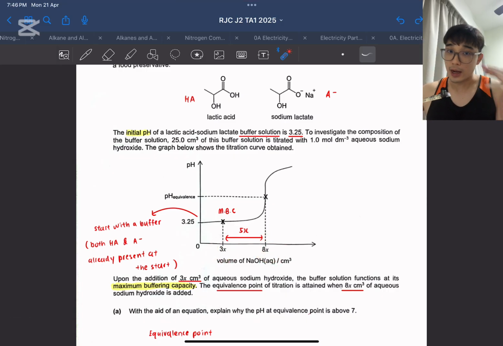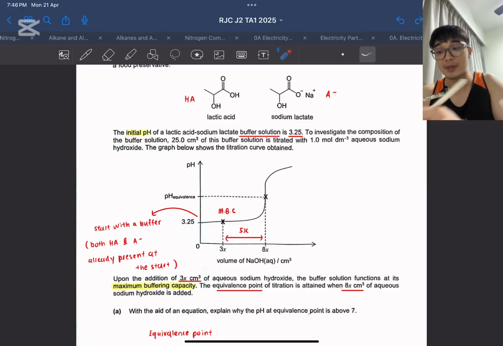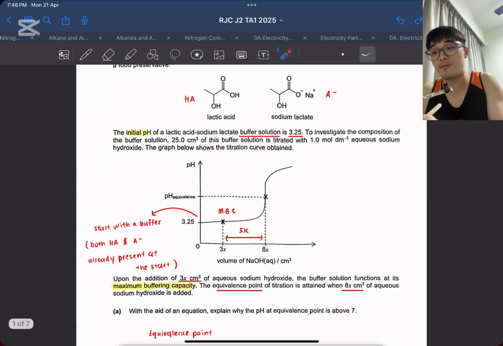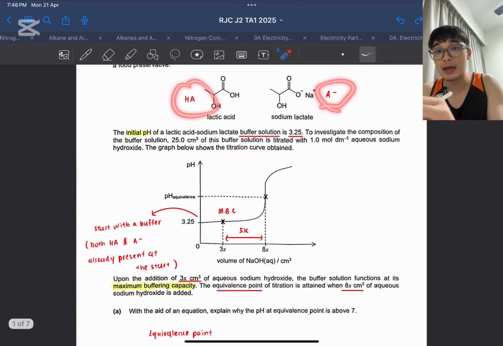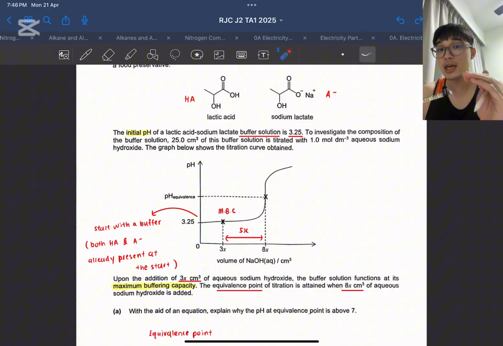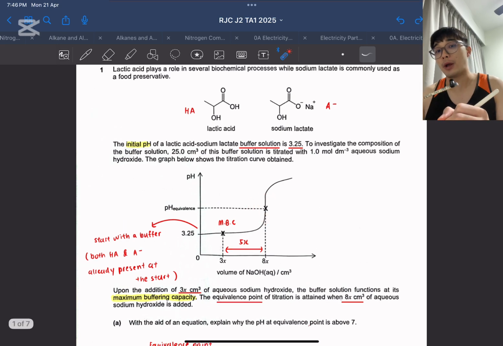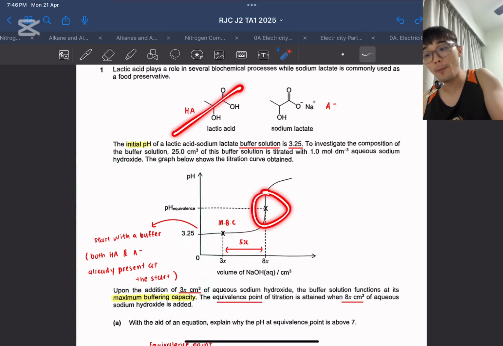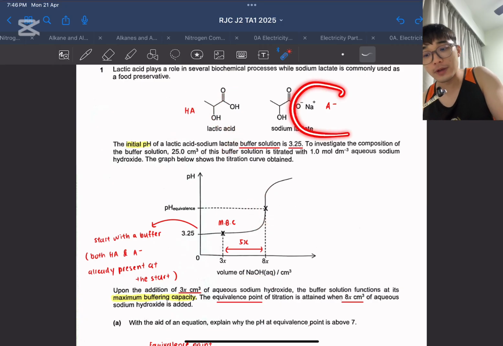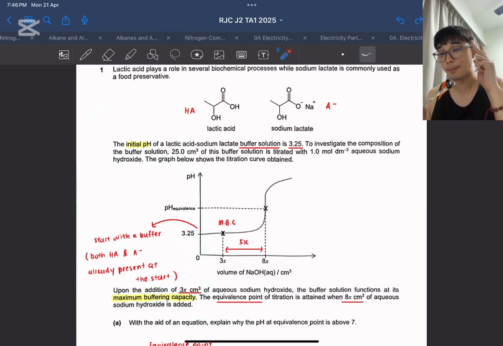Okay, so there are a couple of things we need to understand first. At MBC, you must remember the concentration of both acid and conjugate base is equal. Bear that in mind as we go into the working. Now, what about the equivalence point? At the equivalence point, there's no more acid. All of it has been neutralized by NaOH, and all of it now turns into A minus. That is point number 2. Bring these 2 points into the question's answer right now.